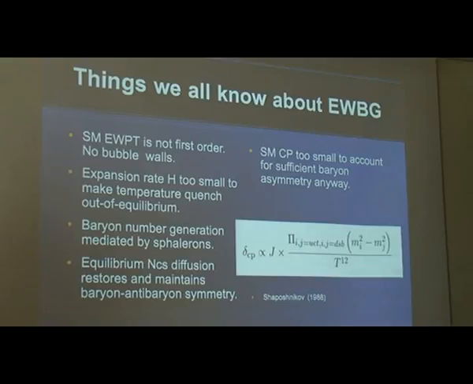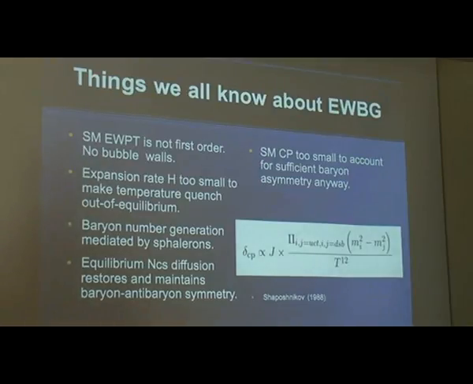Now, baryon number generation, because we're in equilibrium, is mediated by these sphalerons, which are these field configurations that sit halfway between integer values of Chern-Simons number. I'll show you that in a minute. And so if this Chern-Simons number is just diffusing in equilibrium, this restores and maintains the symmetry between baryons and antibaryons.